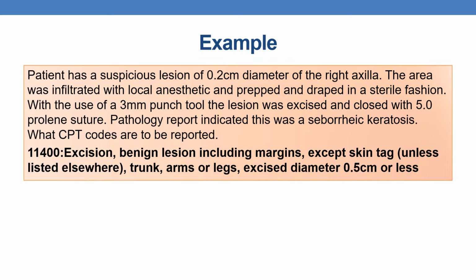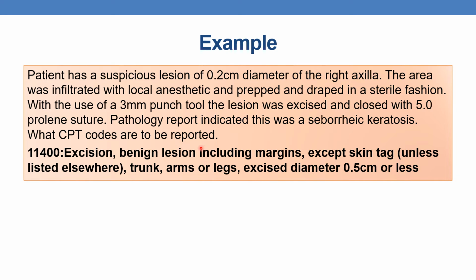Now let us discuss an example. Patient has a suspicious lesion of 0.2 cm diameter of the right axilla. The area was infiltrated with local anesthesia and prepped and draped in a sterile fashion. Using a 3 mm punch tool, the lesion was excised and closed with 5-0 Prolene suture. Pathology report indicated that it was seborrheic keratosis.